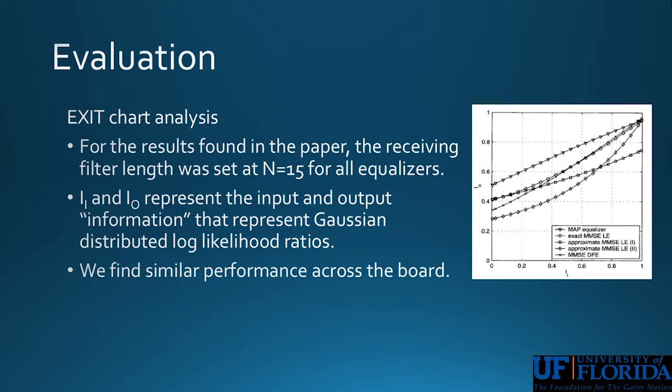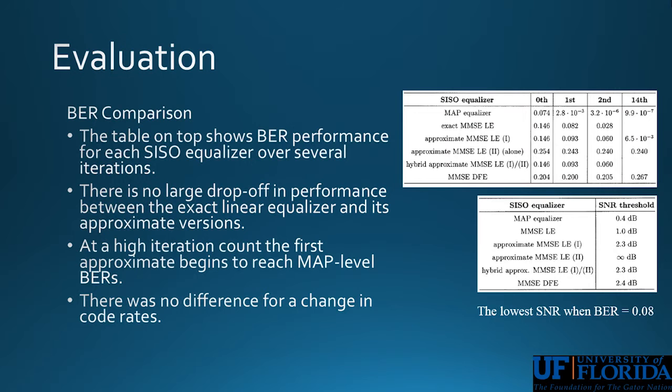For the evaluation, we start with EXIT chart analysis. For the results found in the paper, the receiving filter was set at N equals 15 for all equalizers. II and IO represent the input and output information that represent Gaussian distributed likelihood ratios. We find similar performance across the board in the EXIT chart analysis.